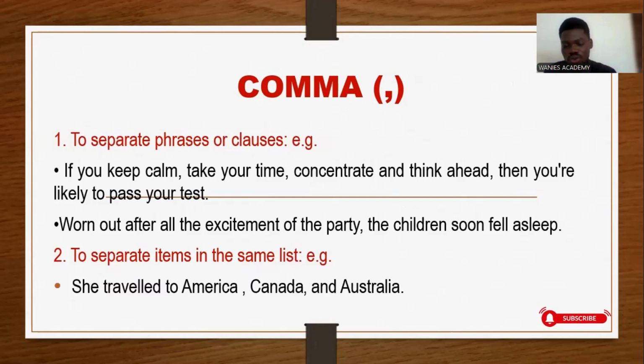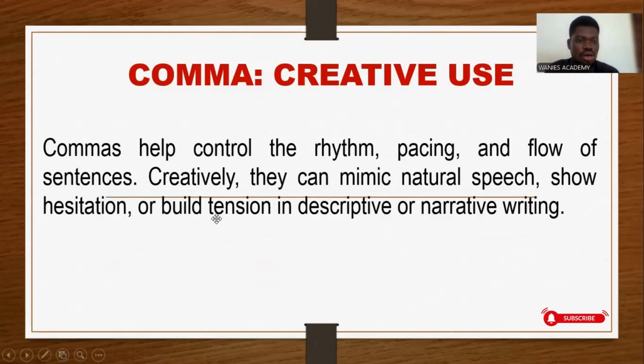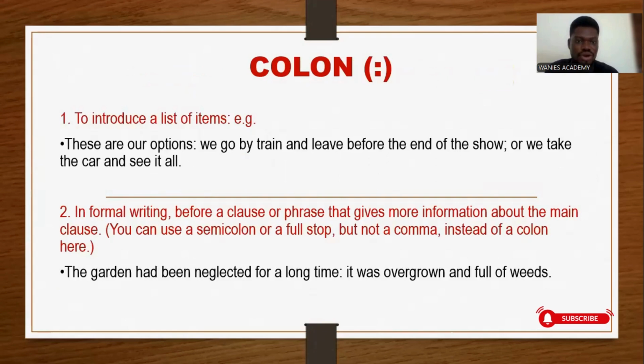And of course, the full stop will be the brake itself, when you hold on to the brake to stop the vehicle completely. So that is the purpose of the pause, or what we call the full stop, or period. Okay, let's proceed to the creative use of the comma. Commas help to control the rhythm, pacing, and flow of sentences. Yes, it controls the pace, helping to slow down where there needs to be a pause. Creatively, they can mimic natural speech, show hesitation, or build tension in descriptive or narrative writing.